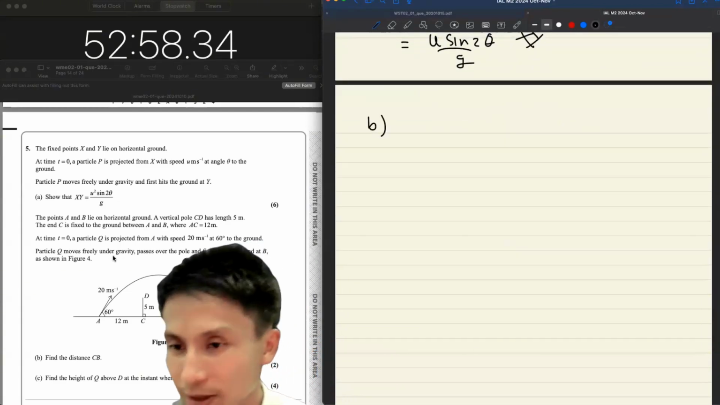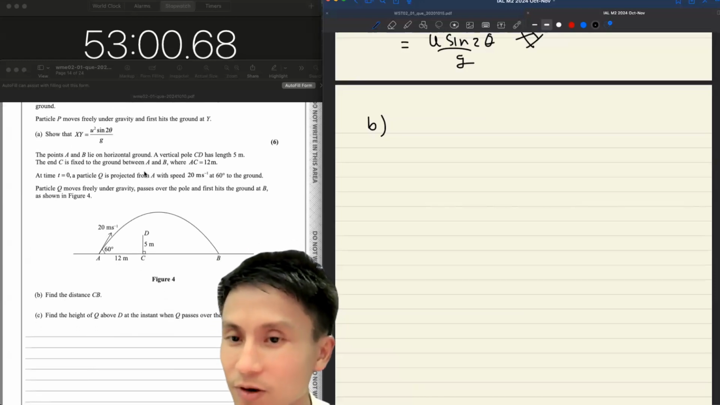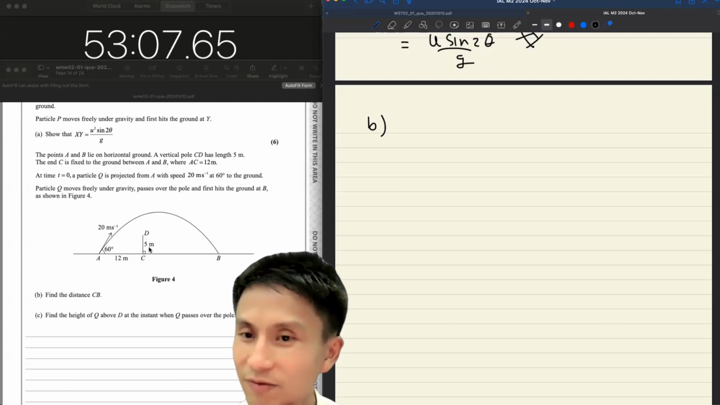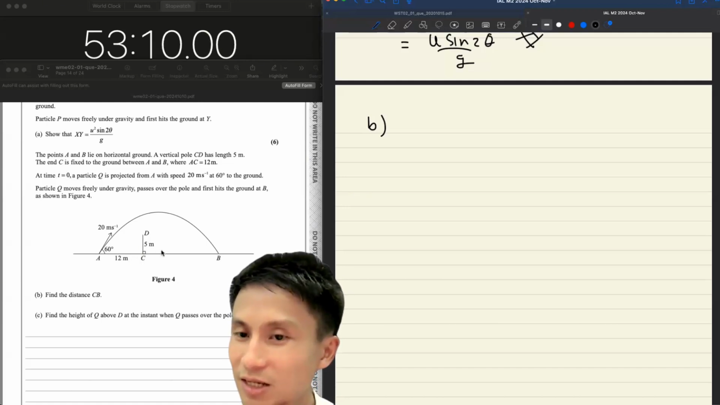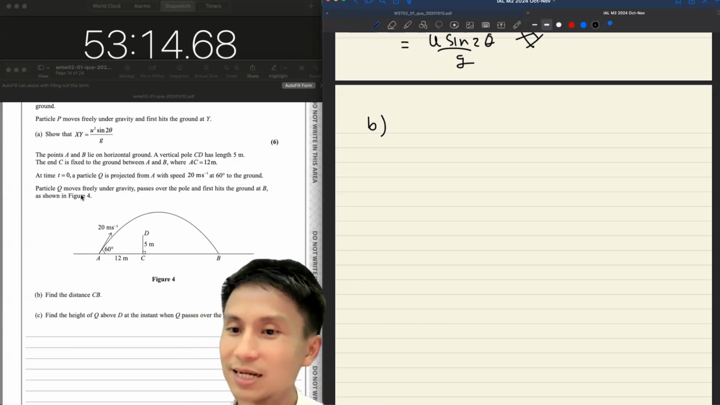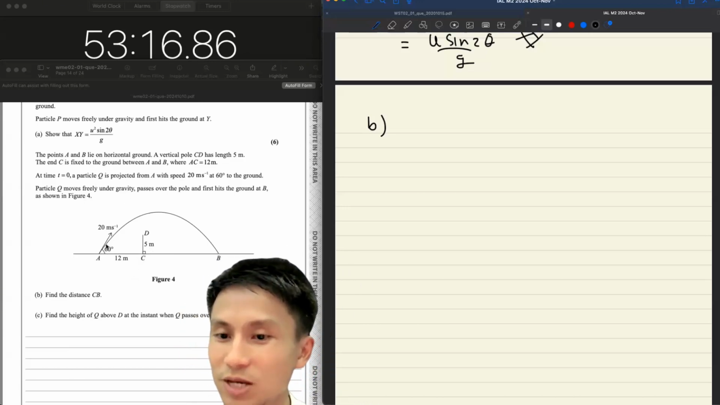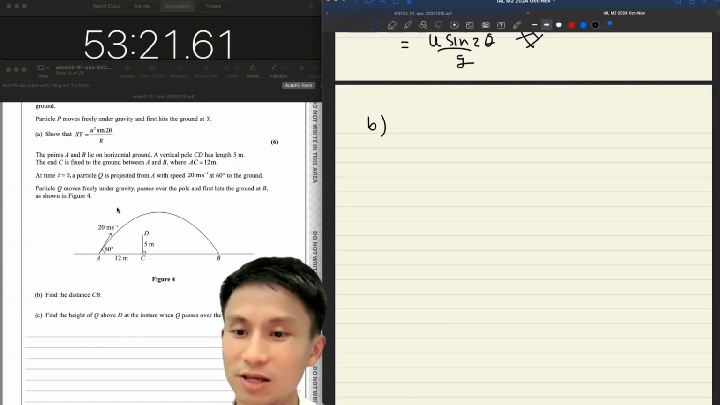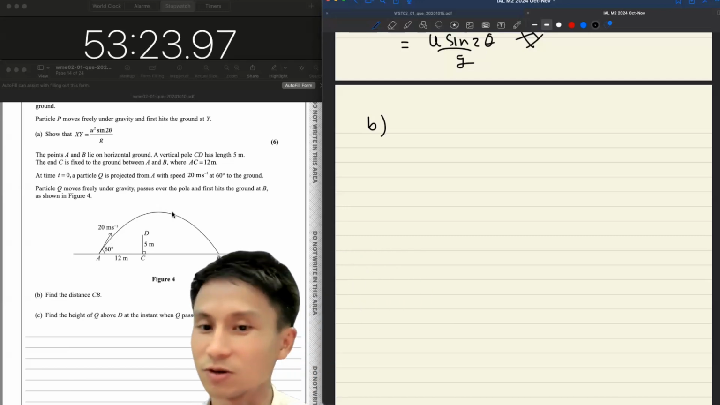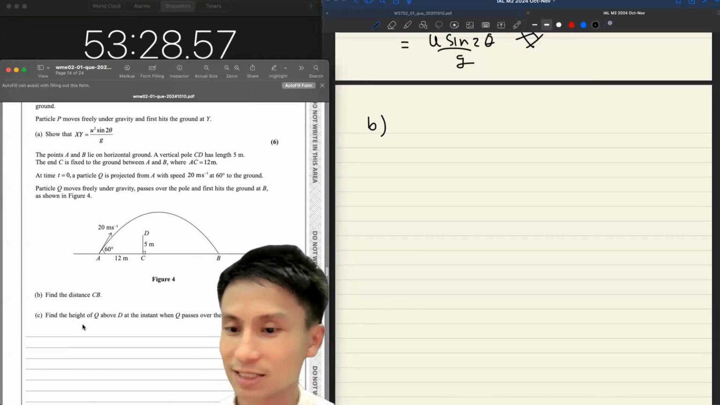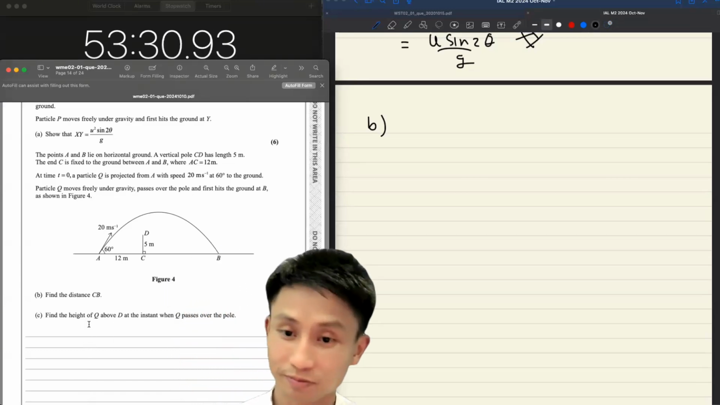Part B, right? This is long. Okay. The point lies on horizontal ground AC. The pole CD, a vertical pole, 5 meters, and the end C is fixed. The ground between A and B, like that. AC is 12 meters. At time t, particle Q is projected from A with speed 20 at an angle of 60 degrees to the ground. Particle P moves freely under gravity, passes over the pole at first, hits the ground at B. Okay. Find distance CB.